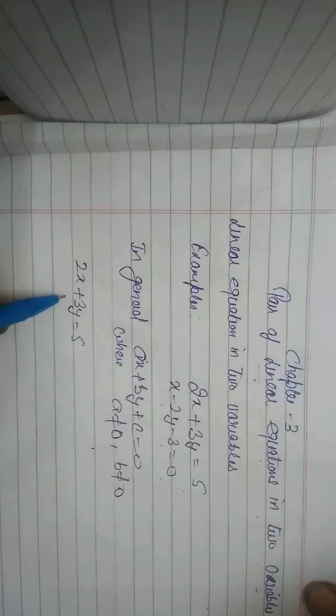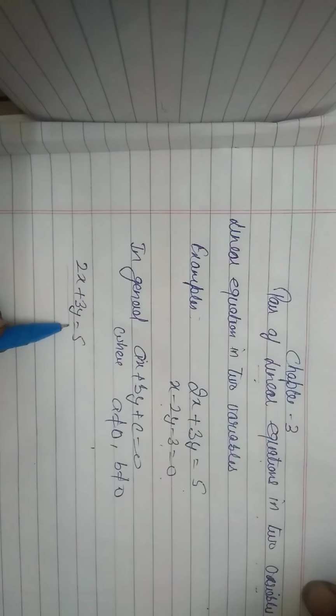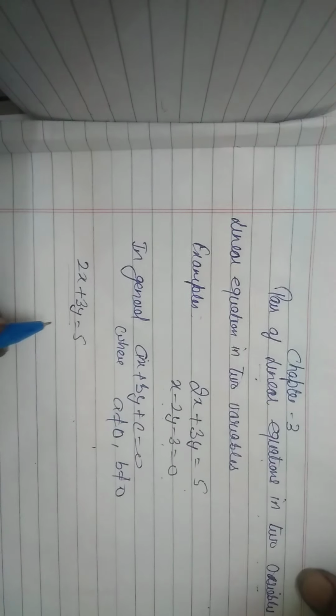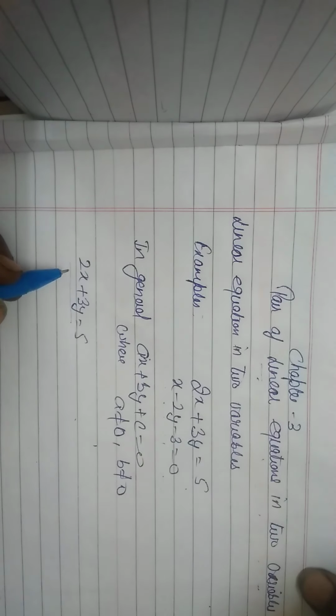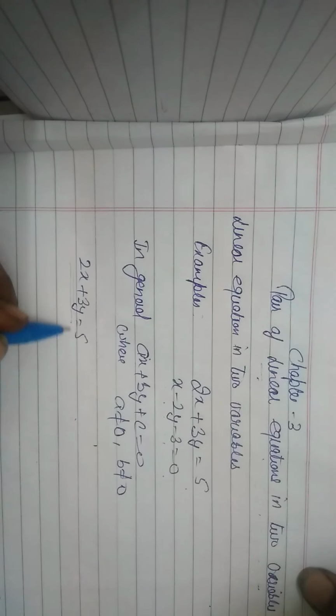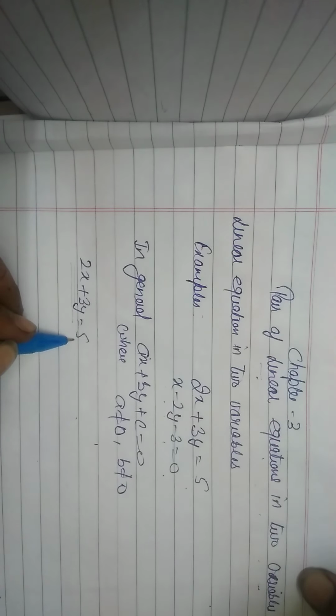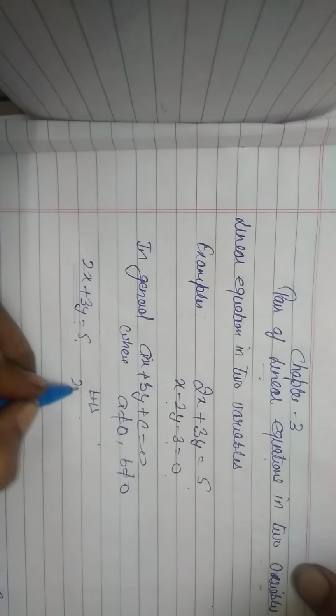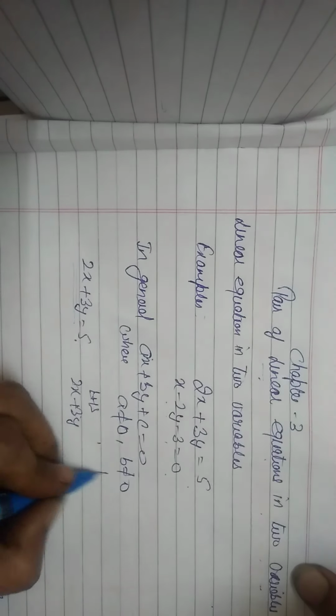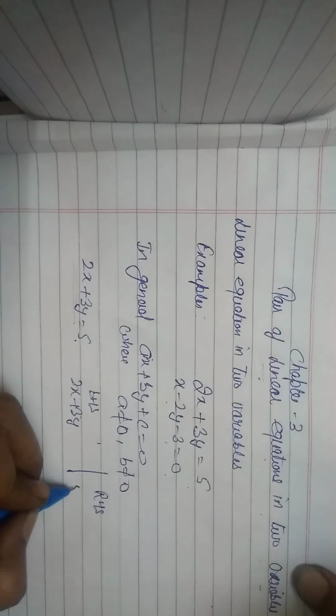Let us now see how to find the solution. Suppose we have the equation 2x plus 3y equal to 5. We have to find the solution by substituting different values of x and y. A pair of values of x and y is a solution if the left hand side and right hand side of this equation become equal. Suppose the left hand side is 2x plus 3y and the right hand side is 5.